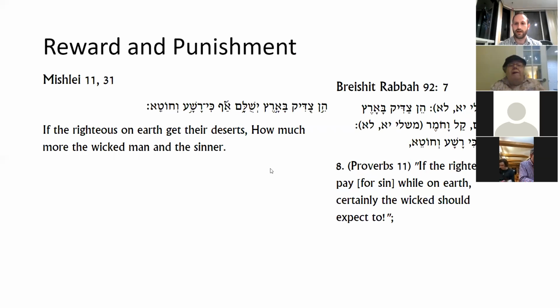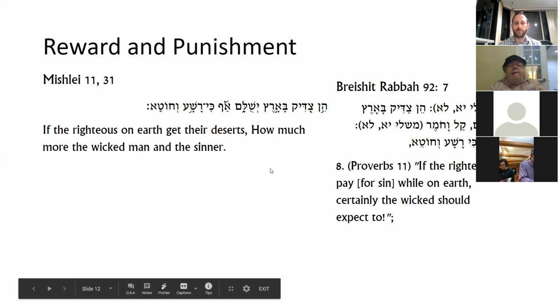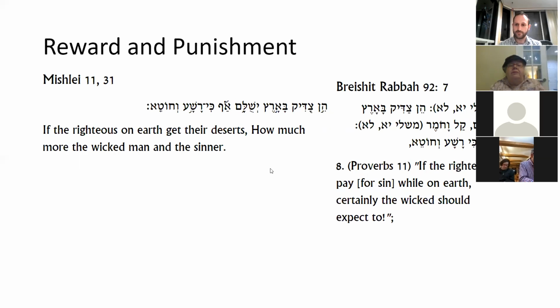Okay, so next up, number 8. Now we are in Mishlei. This is about reward and punishment. Again, it works a little bit better in the Hebrew than it does in English, but we'll go with English.